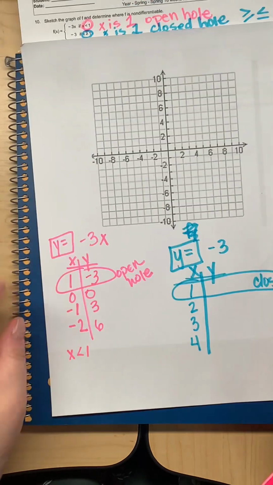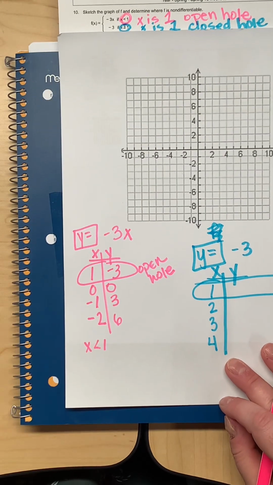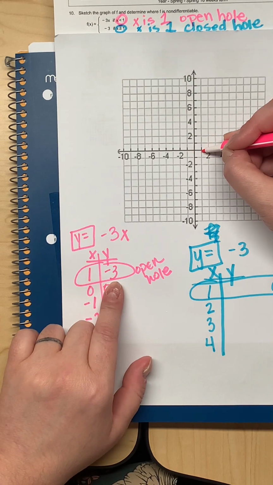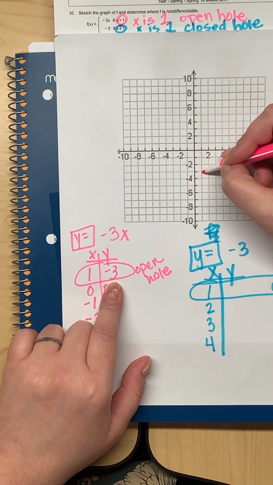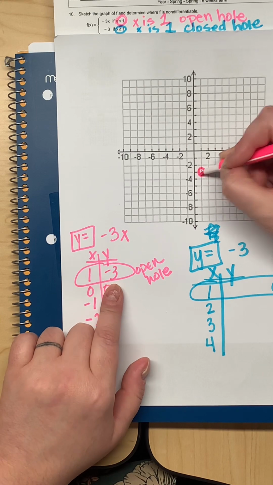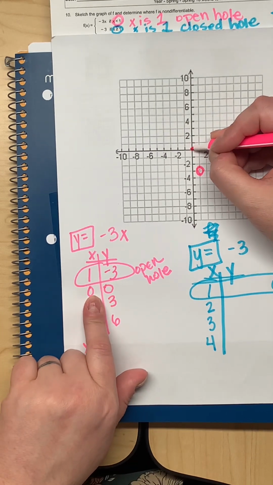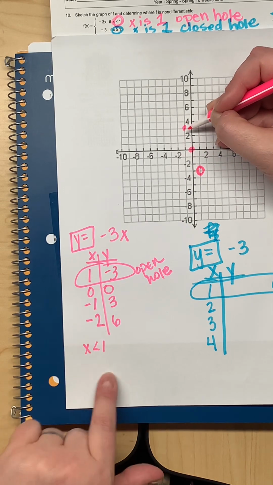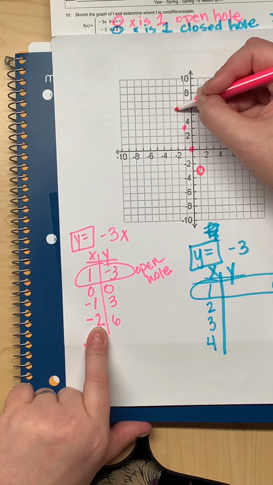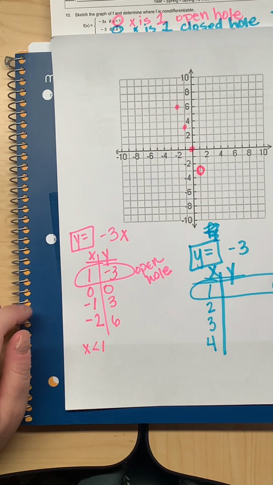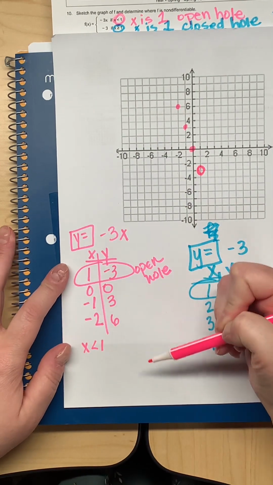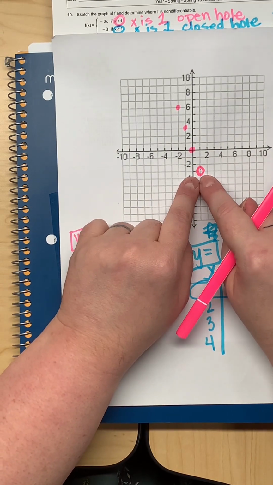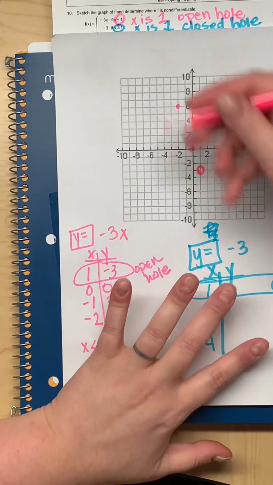Okay, so let's go back to graphing this pink stuff, this y equals negative 3x. We're going to have 1, negative 3, and that's an open hole. Right 1, down 3, and that's an open hole. Then we're going to have 0, 0, bam. Negative 1, 3, left 1, up 3, bam. Negative 2, up 6, bam. So every dot that I draw is normal, except for at this 1, negative 3, it's an open hole. And then let's connect these.